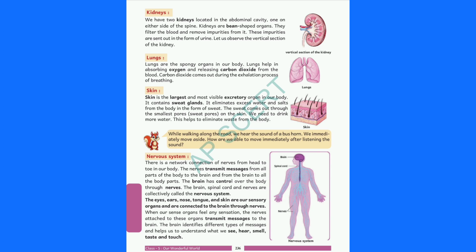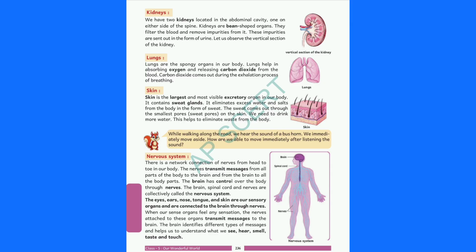While walking along the road, we hear the sound of a bus horn. We immediately move aside. How are we able to move immediately after listening to the sound? Nervous system. There is a network connection of nerves from head to toe in our body. The nerves transmit messages from all parts of the body to the brain, and from the brain to all the body parts. The brain has control over the body through nerves.